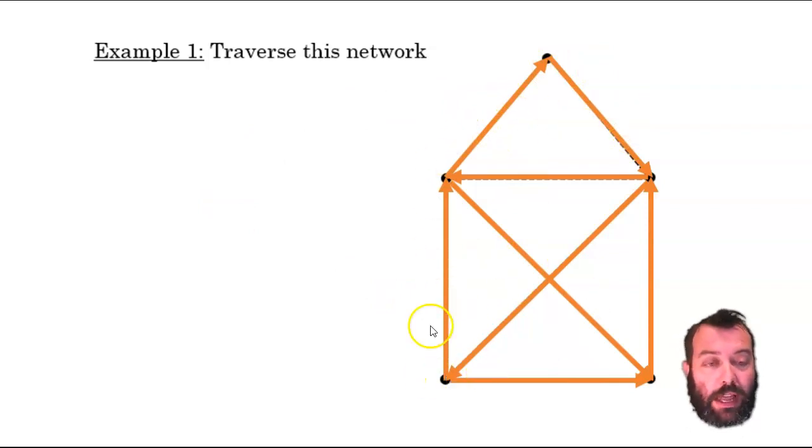I didn't take my pen off the page and come back somewhere else. It was one continuous route through that network. We didn't double up and we used all of them. That's what it means to traverse a network.